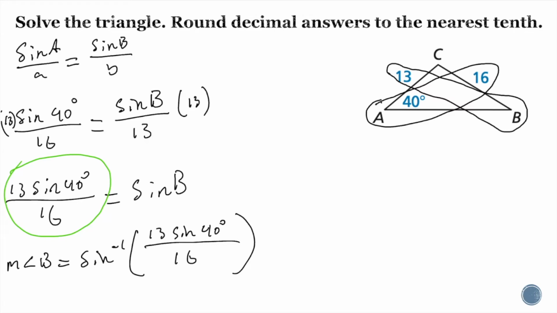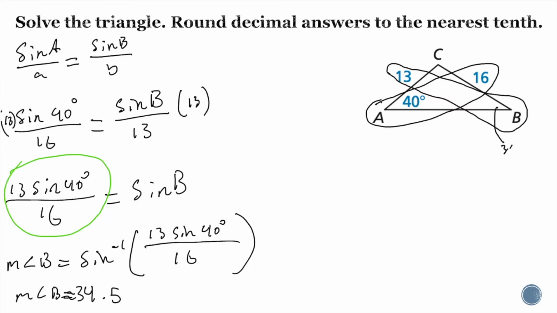You're going to put this in your calculator. If you have a TI 84 or 83, you're going to hit second sine inverse, and exactly what you see is what you're going to put in: 13 sine of 40 divided by 16. And you should get the measure of angle B is approximately 34.5.